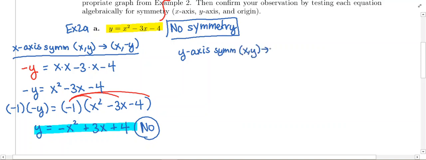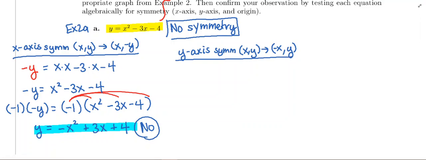And so for y-axis symmetry, whatever type of symmetry you're dealing with, like it's y-axis here, that's what stays put. We're going to change the other variable. So we're going to replace x with negative x and keep y the same here. Go back to the original equation. Everywhere you see an x, you're going to replace it with negative x.